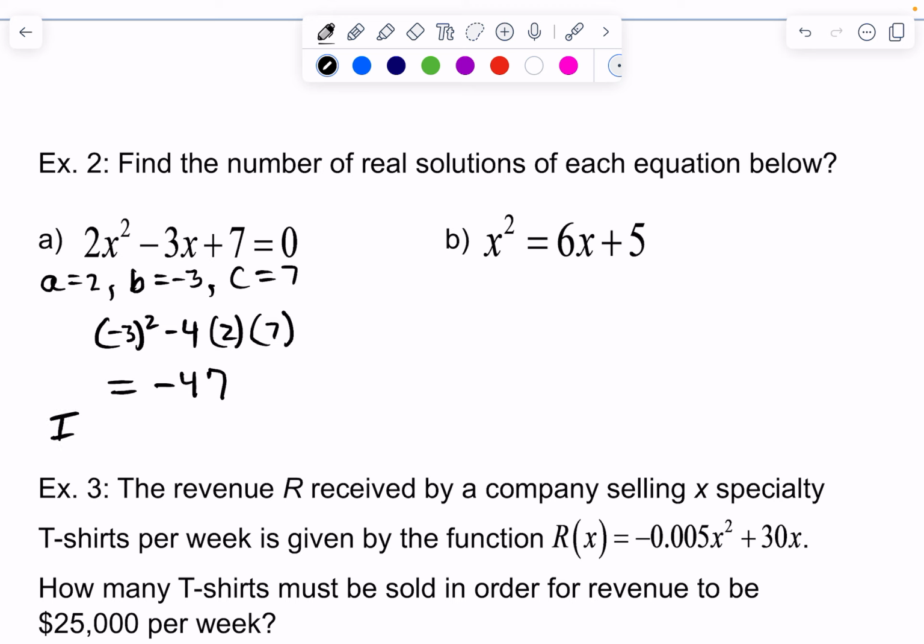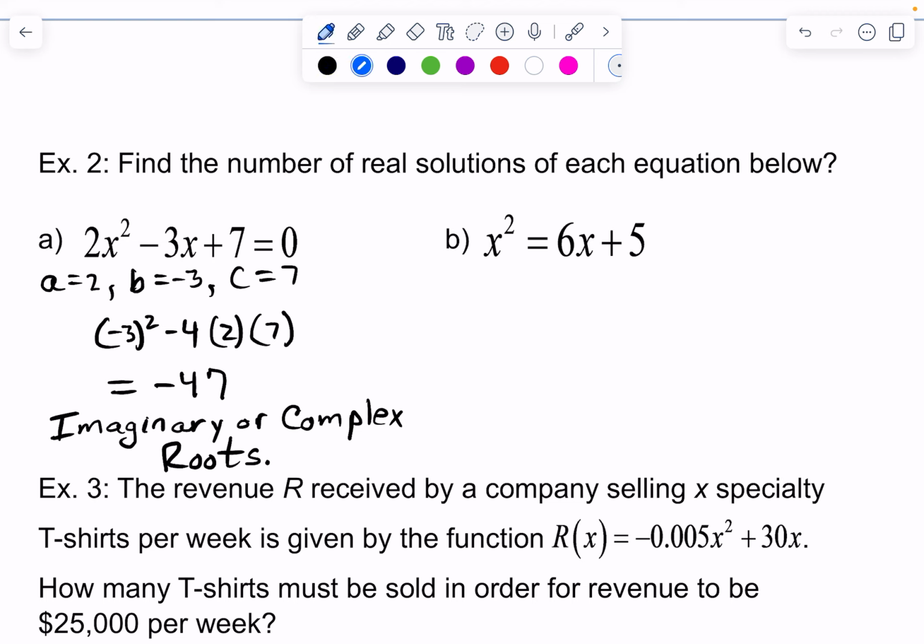Rather, I have imaginary or complex roots. That means that I'm never going to intersect the x-axis. It never touches the x-axis.